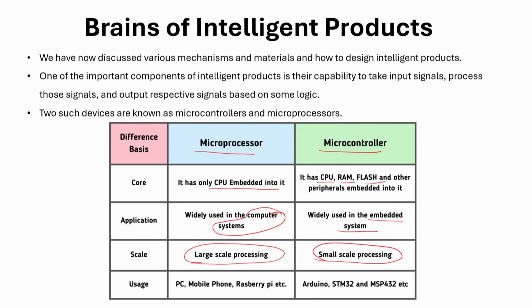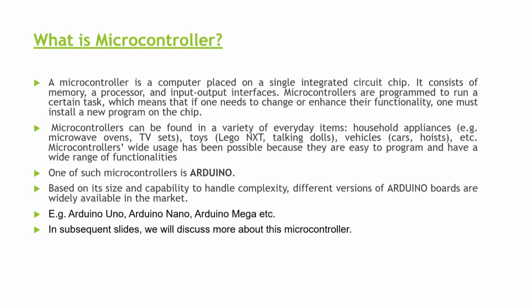Microcontroller is much better because the weight penalty is much less. You can embed the system inside. On the other hand, you have to carry a big computational system for a microprocessor. So, no wonder that microprocessors are used for PCs, mobile phones, Raspberry Pi, etc., but microcontrollers are like Arduino, STM32, MSP432, which are used for on-site applications. And another point we have to keep in mind is that a microcontroller is much simpler to use in comparison to microprocessors. So, let us first focus on microcontroller.